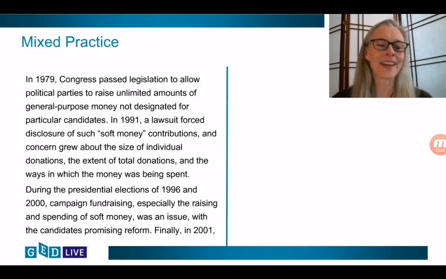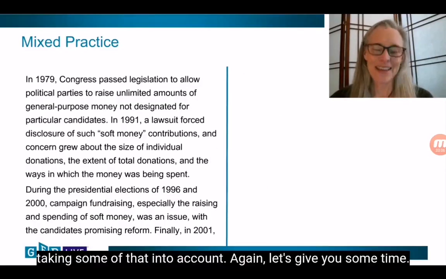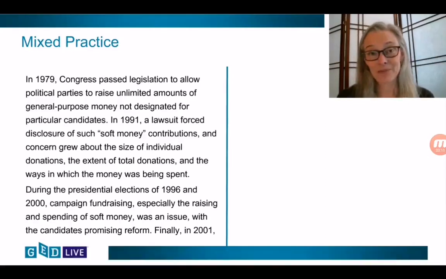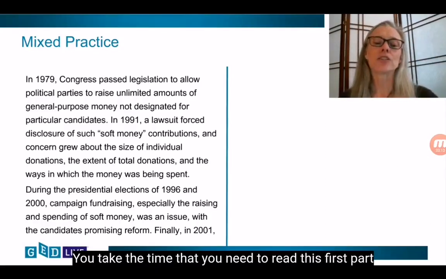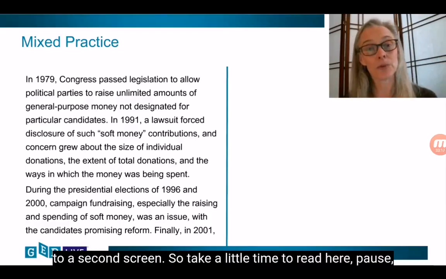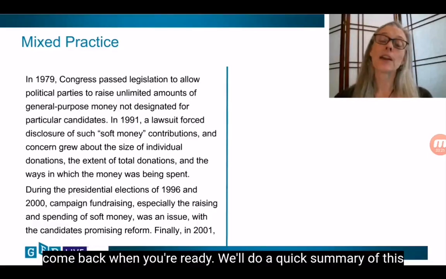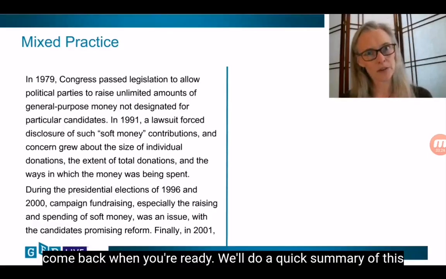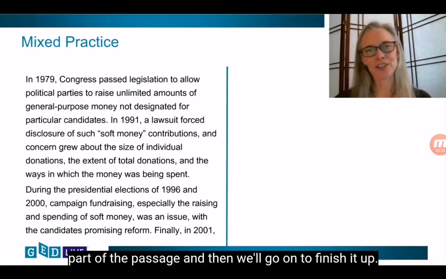So, taking some of that into account, let's give you some time. You take the time that you need to read this first part of this passage. Now, this is a passage that is going to go on to a second screen. So take a little time to read here, pause, come back when you're ready. We'll do a quick summary of this part of the passage, and then we'll go on to finish it up.